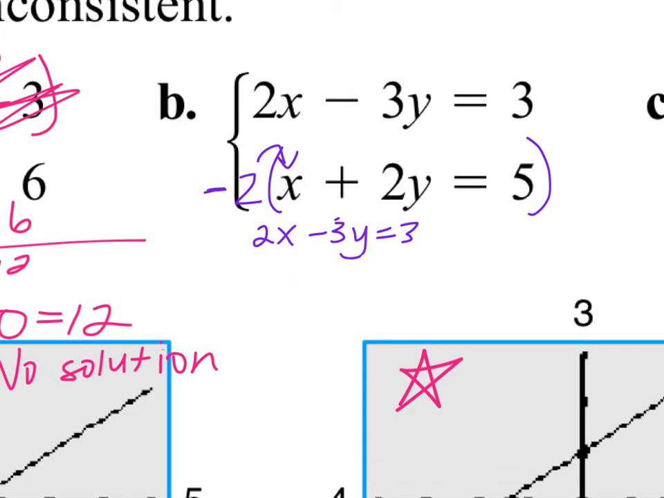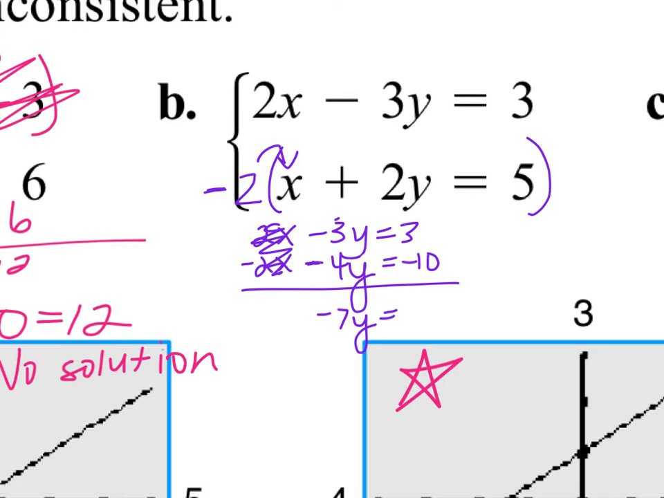All right, let's do this again. Negative 2x, negative 2 times 2 is what? 4y. And then negative 2 times 5 is negative 10. All right, so what cancels out? 2x and negative 2x. Then negative 3 and negative 4 gives me negative 7y equals, what's 3 minus 10? Negative 7. Divide both sides by negative 7.